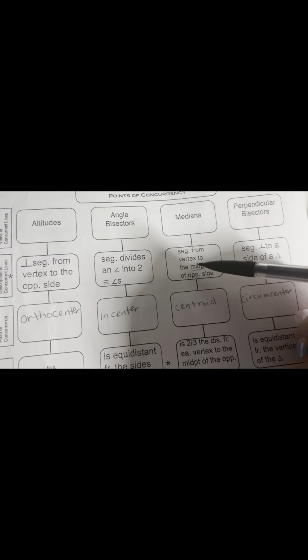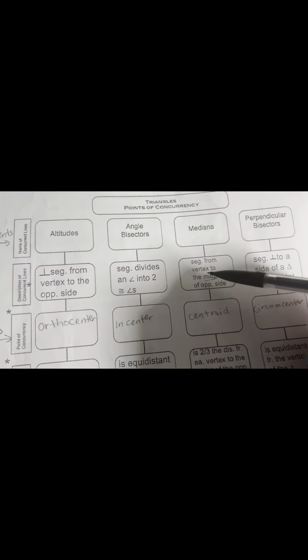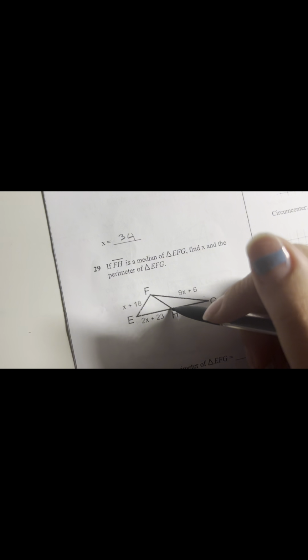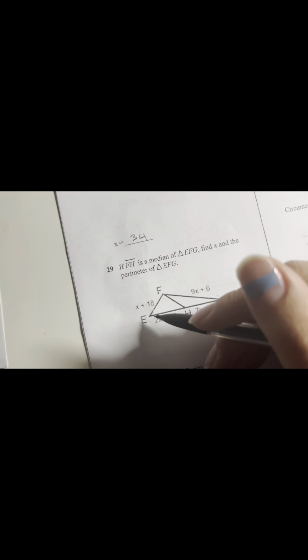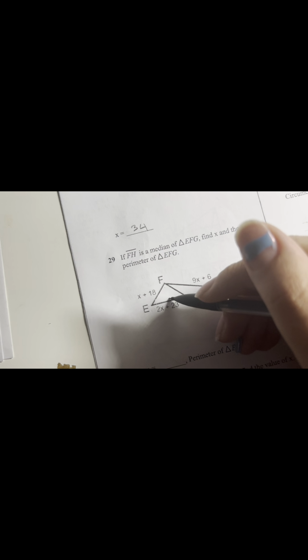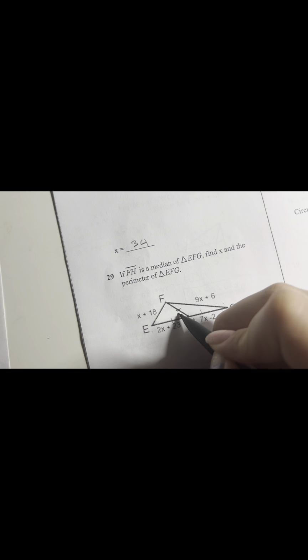Okay, so first look at FH. It's a median. A median is a segment from the vertex to the midpoint of the opposite side. So H is the midpoint of the opposite side of F, which is EG, right? So these two are congruent because H is the midpoint. And you know that these two share the same side, right? And then find x.